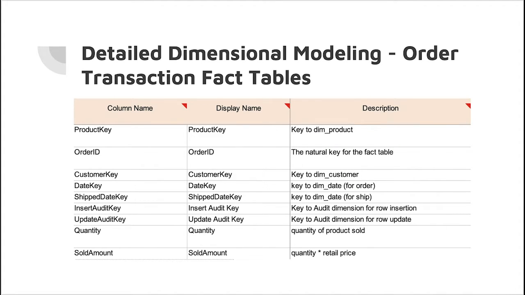Based on the high-level dimensional modeling, we have the detailed dimensional modeling. This is an example from the sales fact table. We include facts like product key, order ID, customer key, date key, ship date key, insert audit key, update audit key, quantity, and sold amount in the sales fact table. Then we will build ETL with SQL based on the sales fact tables here. I will have my teammate Ryan to introduce about our ETL process.